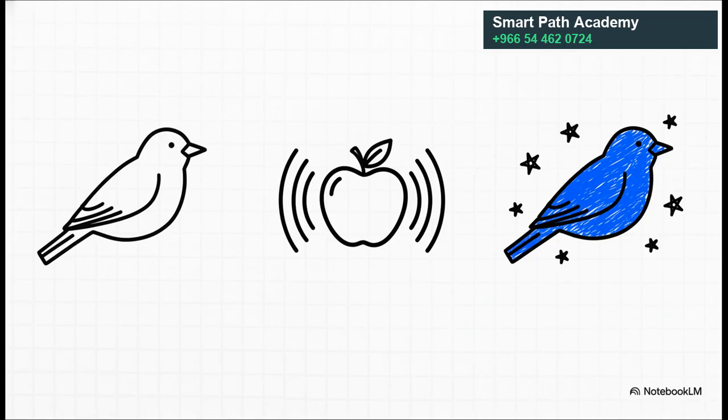So let's review our core rules one last time just to cement them into your permanent memory. I saw a bird. That's one general thing. She ate an apple. We use "an" before that vowel sound. And the bird was blue, using "the" because we're talking about a specific known thing.